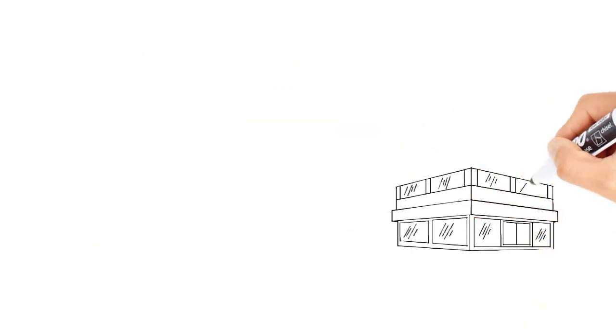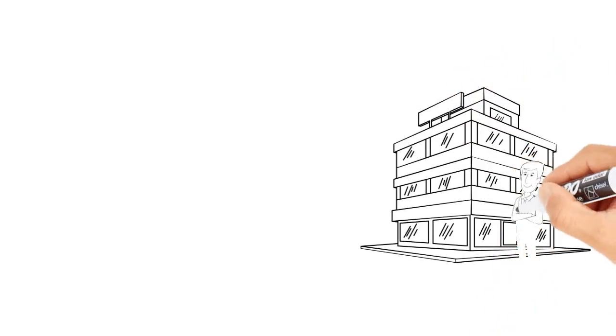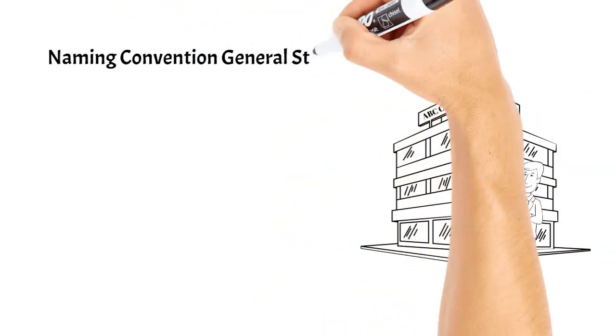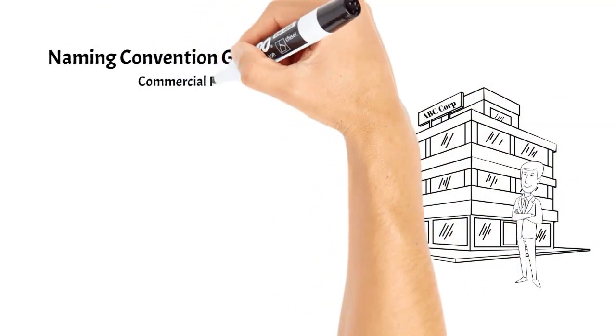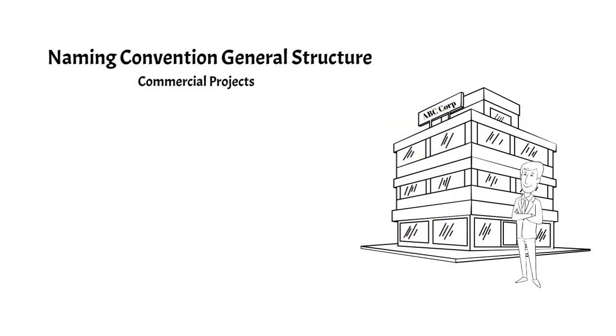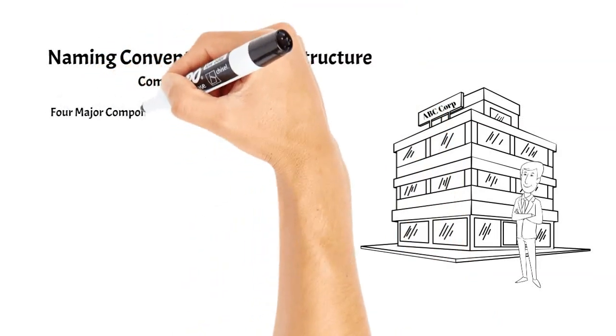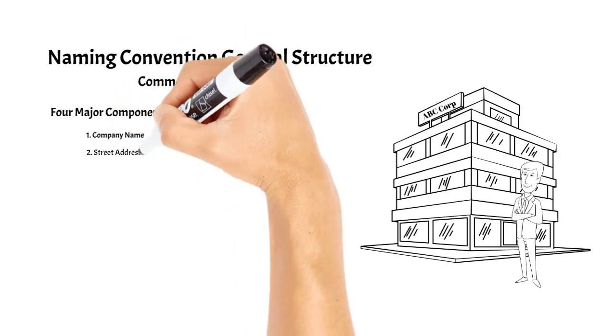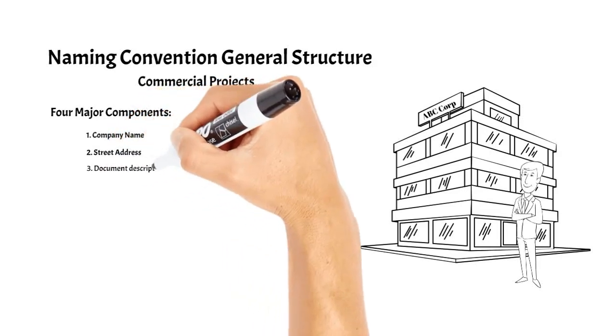Let's start with the general structure of our document naming conventions. As we progress through our training, we will build onto this general structure. But to begin, it's important to remember the components that will form the basis of our naming convention. For commercial projects, the document name will begin with the company name, followed by the street address, and then a brief description of the document's purpose.